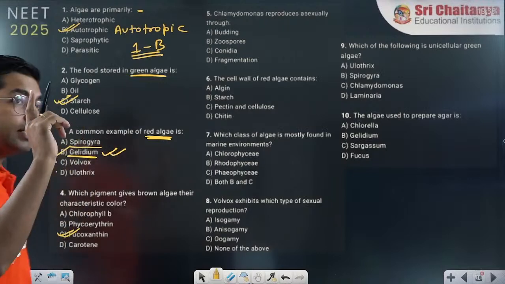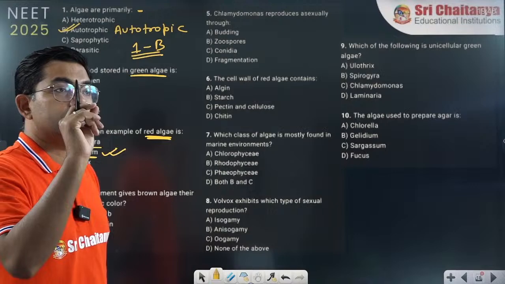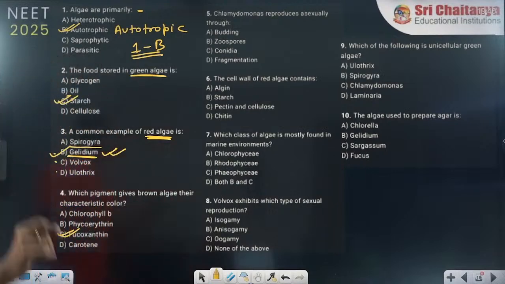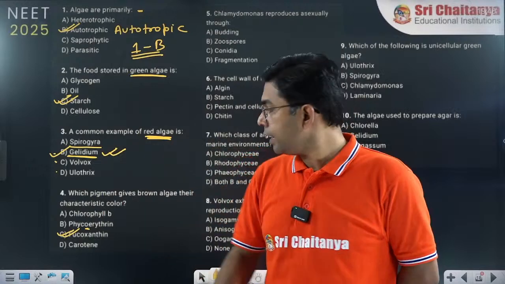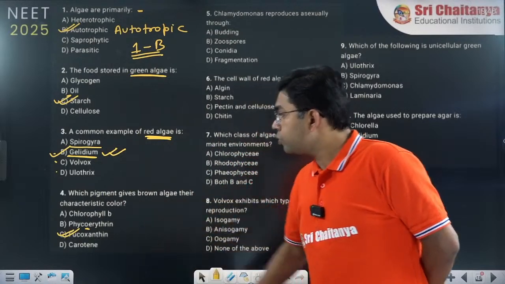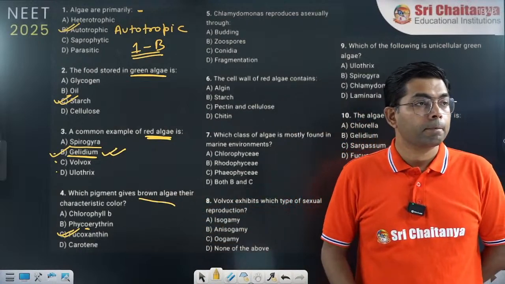If some of you are writing B, it is wrong. B is not the right answer. Praveen, check it. B is not the right answer because here it is phycoerythrin. Just check. B will be correct for which one? Red algae. Phycoerythrin is for red algae. And fucoxanthin is for brown algae.